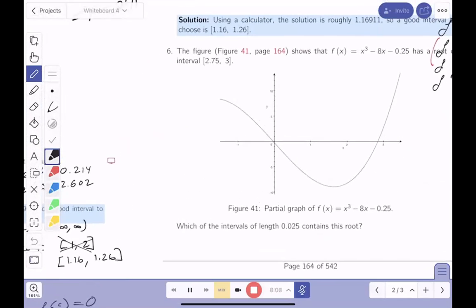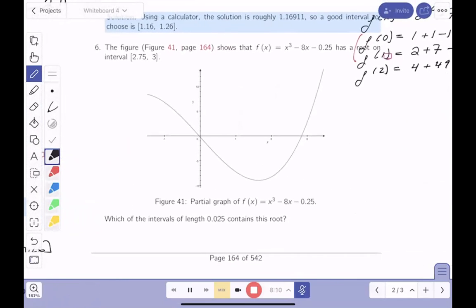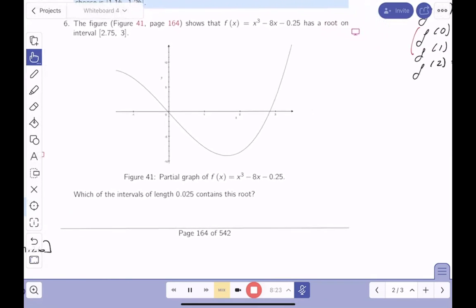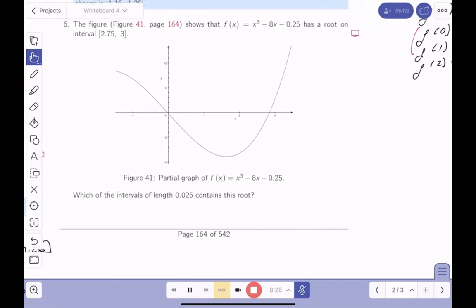Number 6, I guess they're giving me a calculator. And let me just kind of move things around here. I realize sometimes when I move things around, they get all messed up. And let me just push that over there. And let me look at number 6 now. So it says, I have a figure, right? 41 on page 164. And they got a graph, and I'm glad for it because I don't have to do the graph myself. I see the graph of f of x.